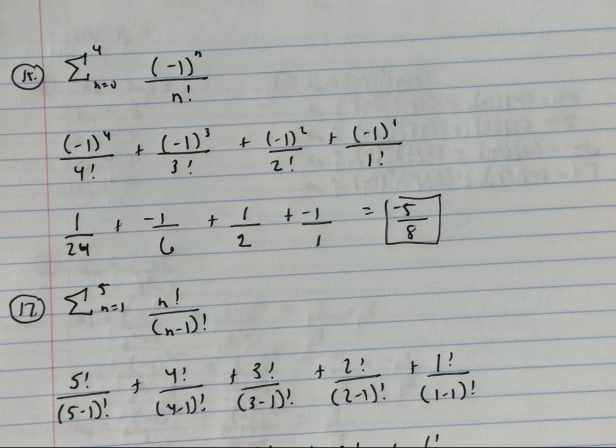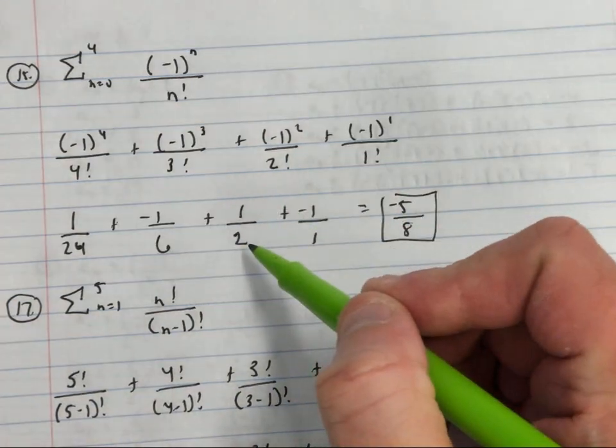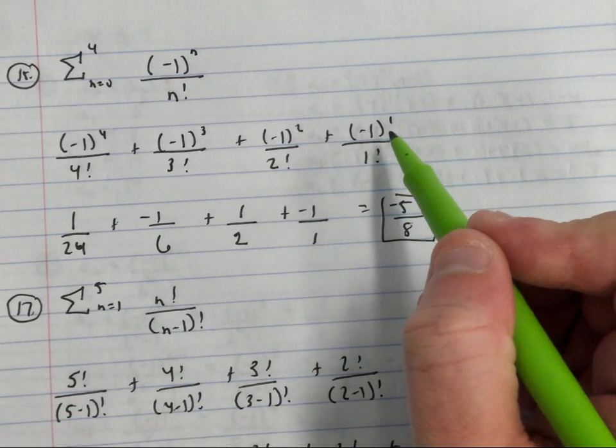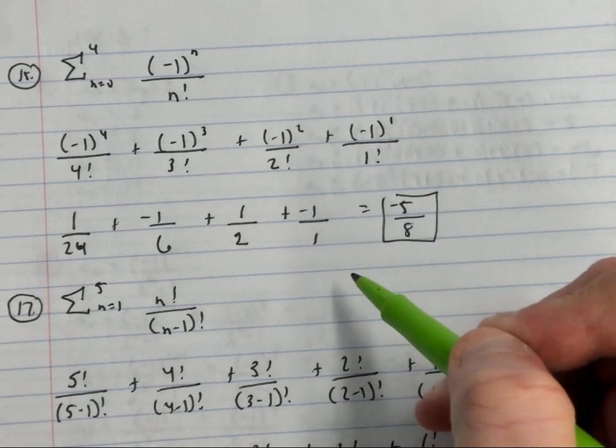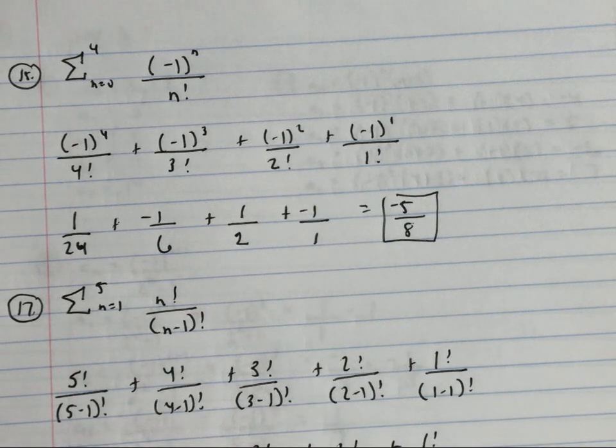4 factorial is 4 times 3 times 2 times 1, which is 24. Negative 1 cubed, that is negative 1 times negative 1 times negative 1, which is negative 1. 3 factorial is 6. Negative 1 squared is negative 1 times negative 1, which is positive 1. 2 factorial is 2 times 1. Negative 1 to the first is negative 1. 1 factorial is just 1. Remember, 1 factorial and 0 factorial are both 1.